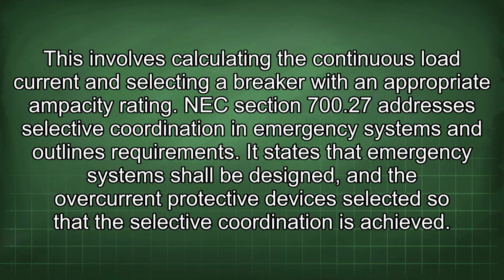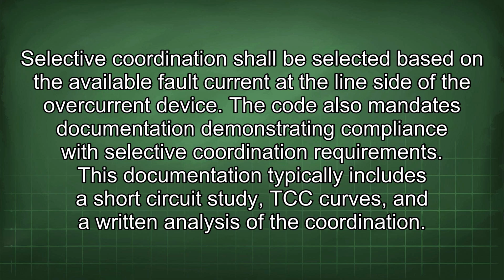NEC section 700.27 addresses selective coordination in emergency systems and outlines requirements. It states that emergency systems shall be designed and the overcurrent protective devices selected so that selective coordination is achieved. Selective coordination shall be selected based on the available fault current at the line side of the overcurrent device. The code also mandates documentation demonstrating compliance with selective coordination requirements. This documentation typically includes a short circuit study, TCC curves, and a written analysis of the coordination.